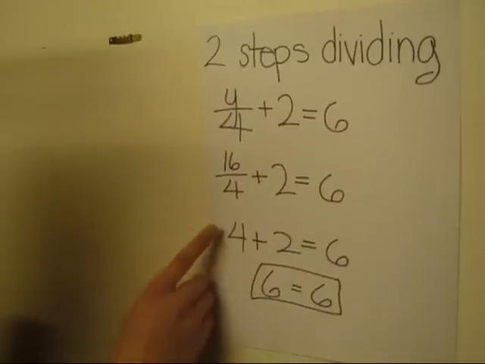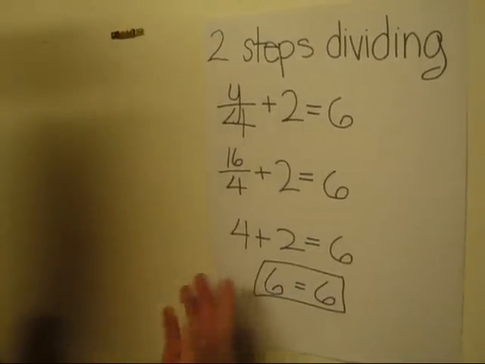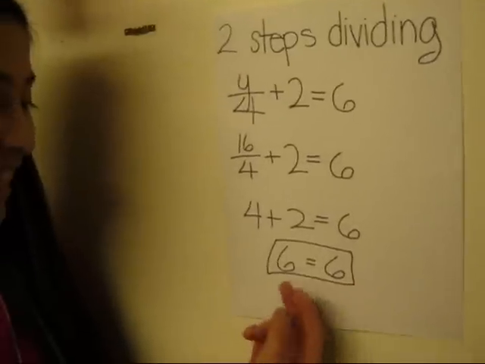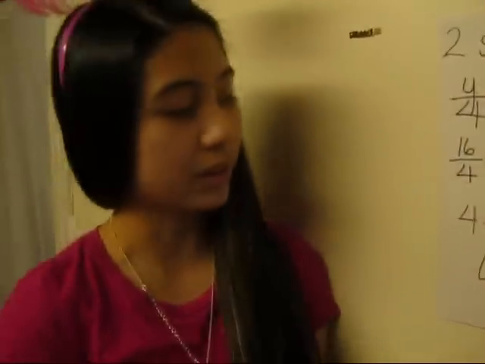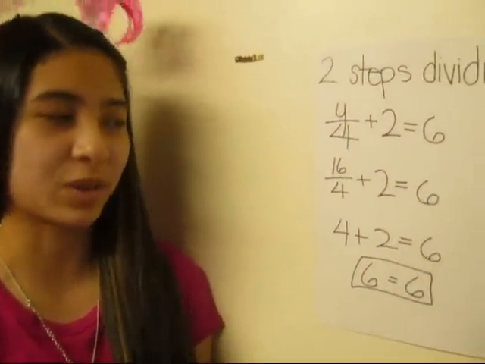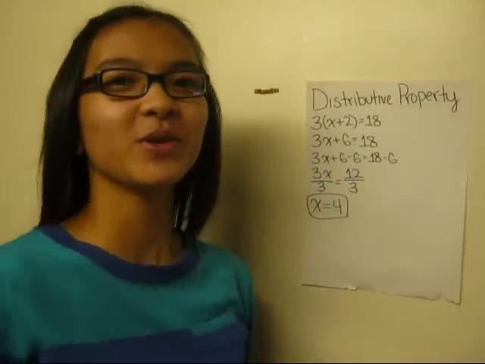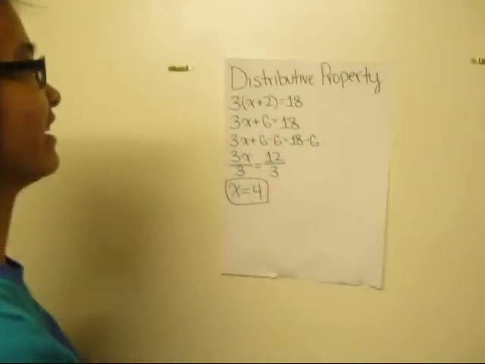And then you divide 16 by 4 and you get 4, and then you add 2, which equals 6, and if the answer is not equal, it means you have done something wrong and you have to go back. Now we're moving on to distributive property.